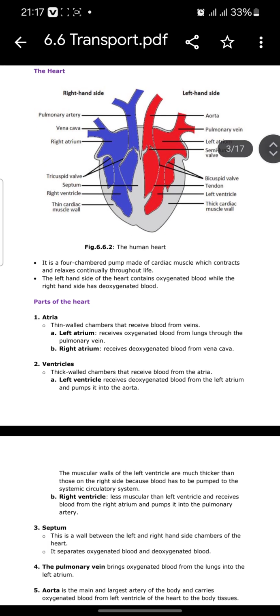In between the right side and the left side, there's a septum. This is a wall between the left and the right, and it separates oxygenated and deoxygenated blood. Indeed, if there is a hole in the septum, deoxygenated and oxygenated blood will mix, so that reduces the efficiency in the transport of oxygen, right?